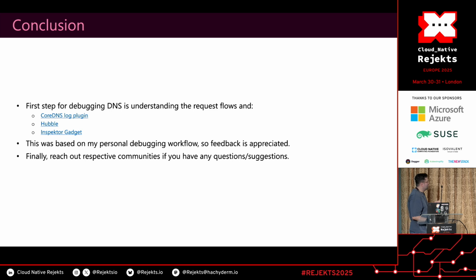To conclude, the first step of debugging DNS is understanding the request flows. And for that, you have the CoreDNS log plugin, Hubble, and Inspector Gadget. This was based on my personal debugging workflow, so feedback is highly appreciated. Finally, if you have any questions or suggestions, I put here the Slack for all these communities. You can reach out to them, and they are really awesome communities.